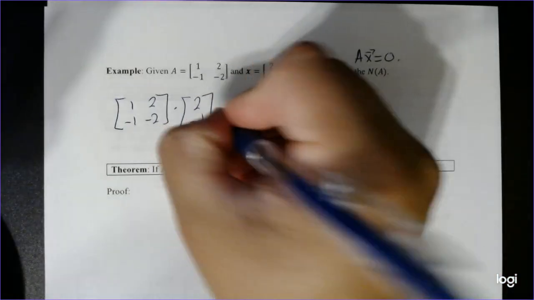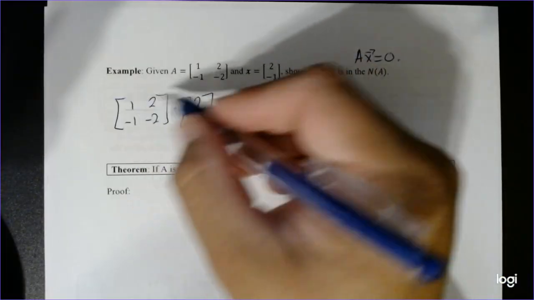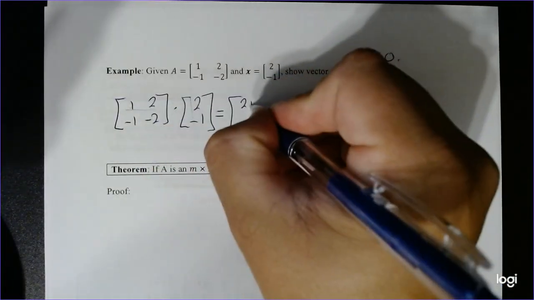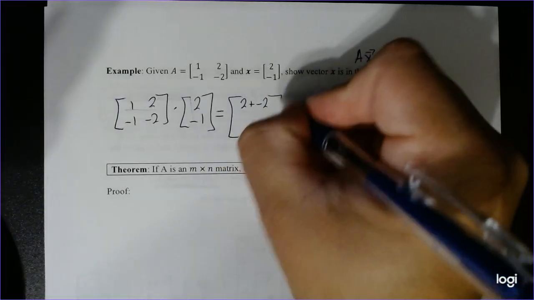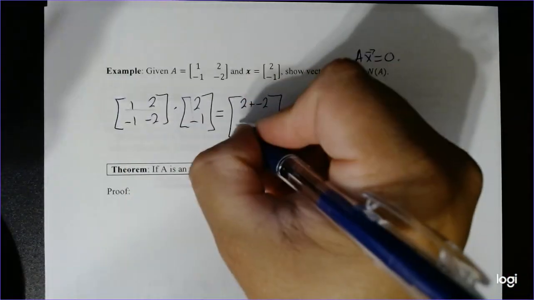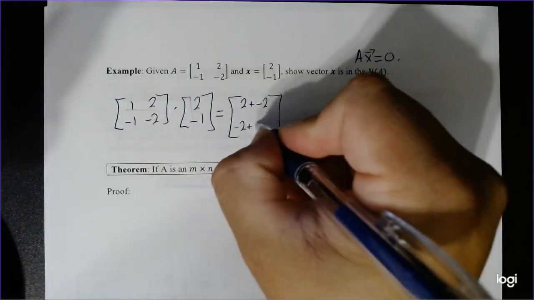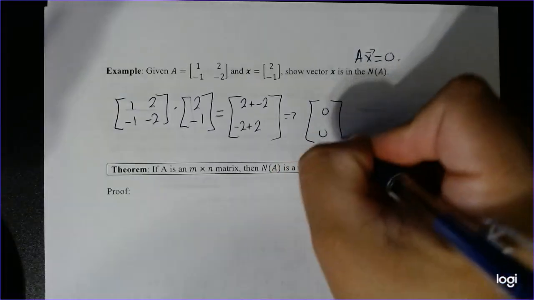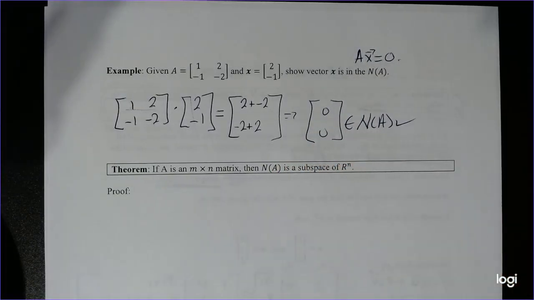Okay. So it's just matrix vector multiplication, so this by this. So 1 times 2 is 2, plus this times this is negative 2. Okay. Next one. So this by this is negative 2, plus this times this is positive 2. So we get 0, 0. So that is contained in the null space of A. So it does actually work.